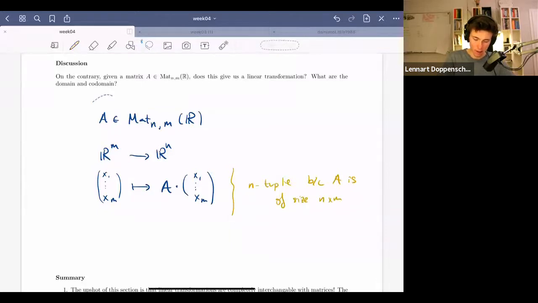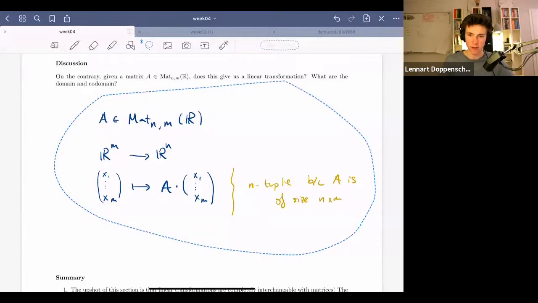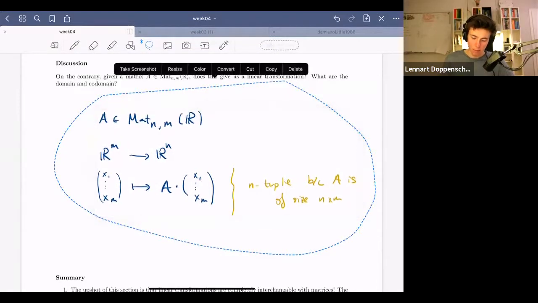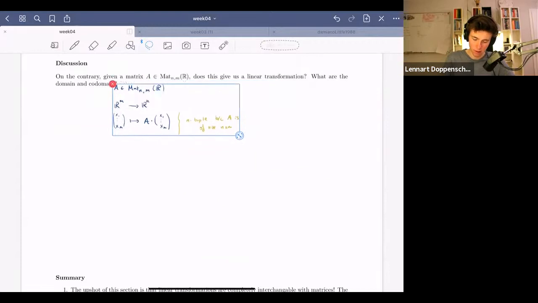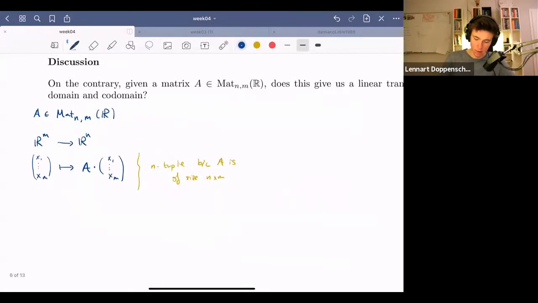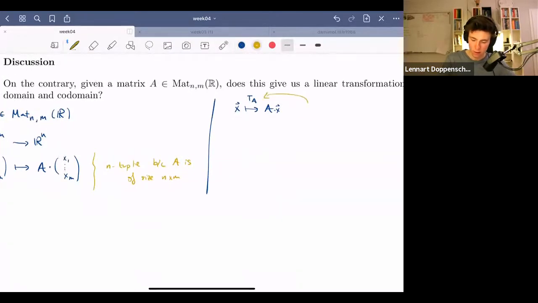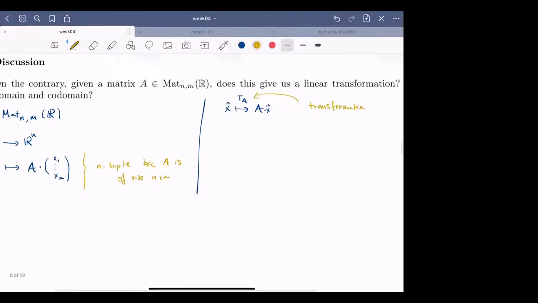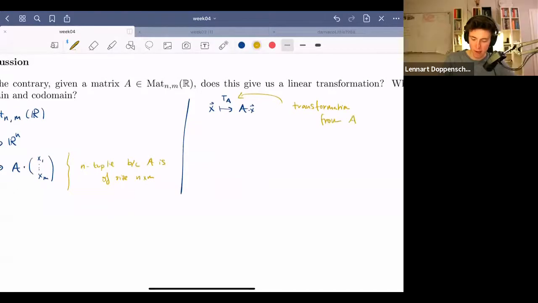Now, the important bit is, well, this gives us a function from Rm to Rn, but the important bit is that this is linear. Let me write this on the right here. The assignment of x going to A times x, and actually, let me call this T sub A. So T sub A is the transformation that is built from A.